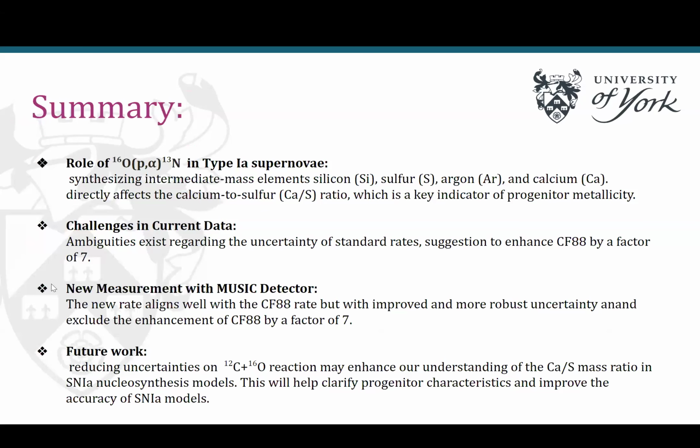So in summary, we discussed the role of oxygen-16 in Type Ia supernovae nucleosynthesis and the challenge on the rate. And we proved that this rate cannot be enhanced by a factor of 7 of the CF88 rate. And this might indicate that we need to do more evaluation of the other reaction, oxygen-16 with carbon, and try to refine the Type Ia supernovae models.